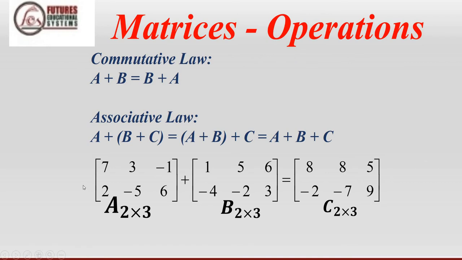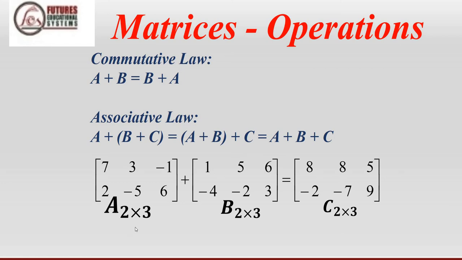Operations on matrices. The first operation, commutative property, commutative law. If we have two matrices A and B, and we add A plus B, or we start from B plus A, it gives the same result. Therefore, the commutative property is satisfied in matrices.